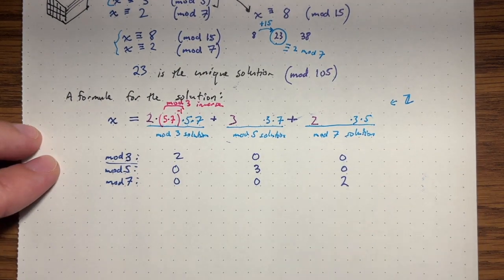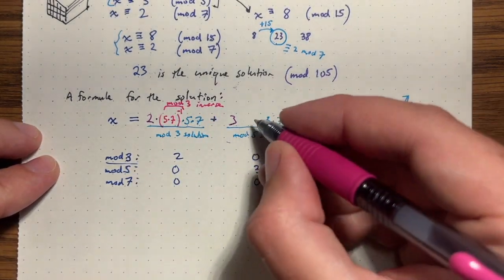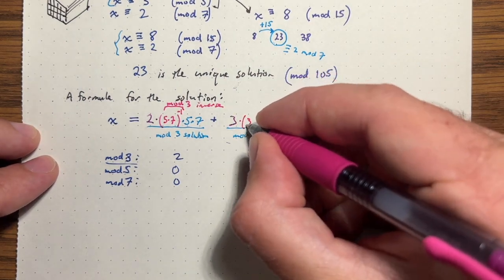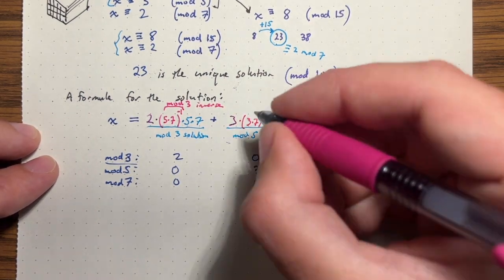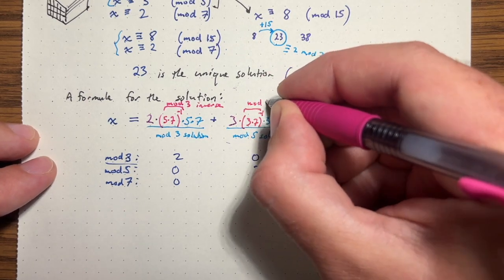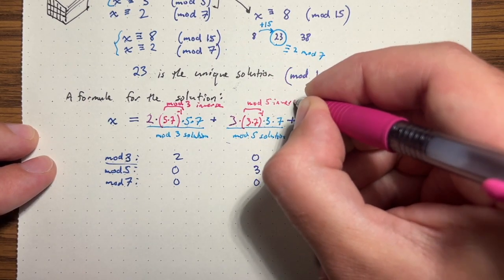So that's going to be a mod 3 inverse. So I need to write in this thing. And then this next one, what do I need to do? I need to do 3 times 7. I need to try to cancel that out when I look mod 5. So this is specifically going to mean the mod 5 inverse.